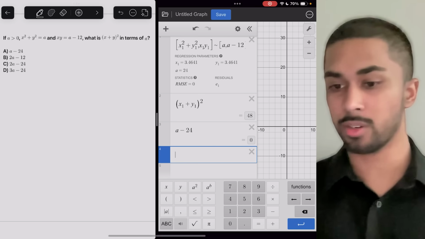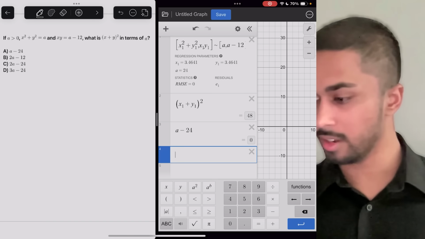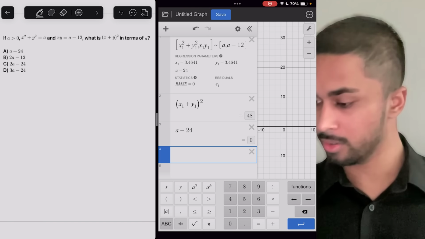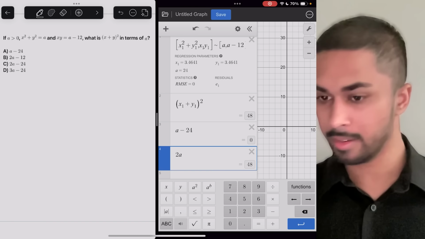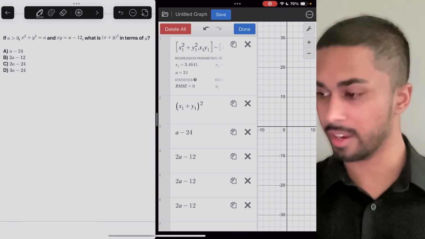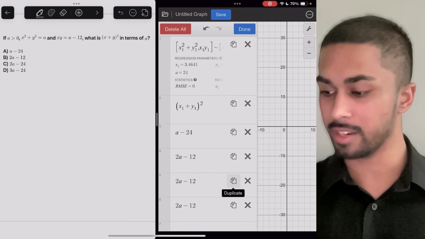Okay, now enter all of your four answer choices into four separate lines. And what you're going to see is since a is equal to 24, a minus 24 is 0. 2a minus 12. You know what? Let's speed this up. Let's duplicate. By the way, you duplicate by clicking settings and then duplicate.